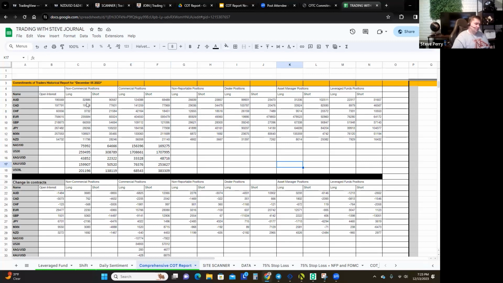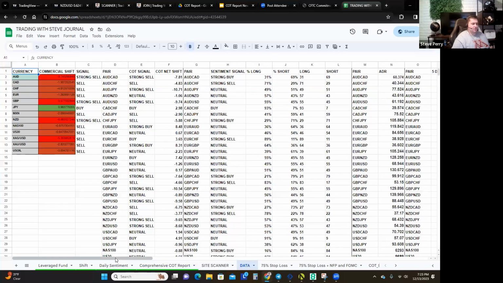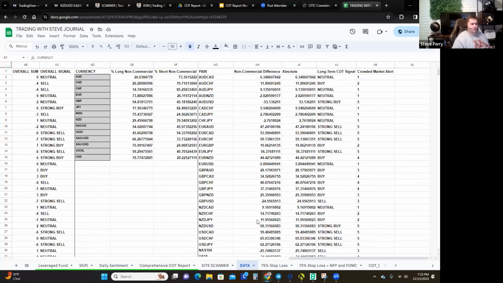All right, so let's direct our attention over here. I put this together not too long ago. This is the percent long and percent short of the non-commercials. And who are those guys again? These are the guys we want to follow, because these are the ones that really make the big moves in the markets. They have the same goals aligned with us, and we get a really clear picture of what they're doing.